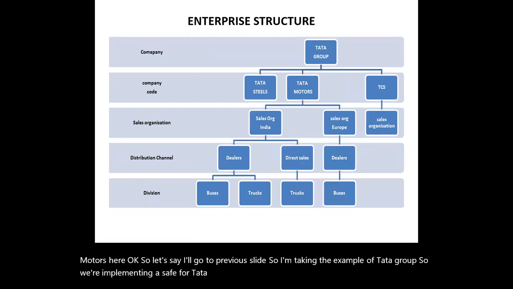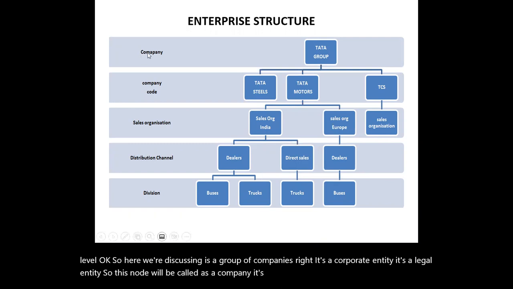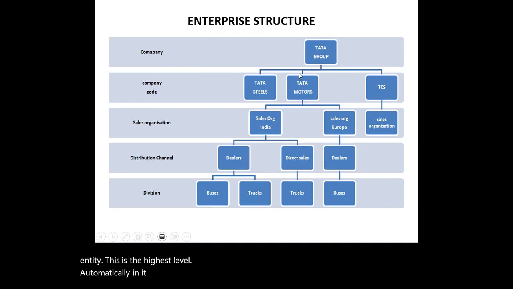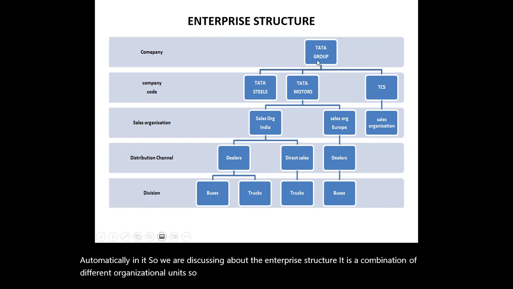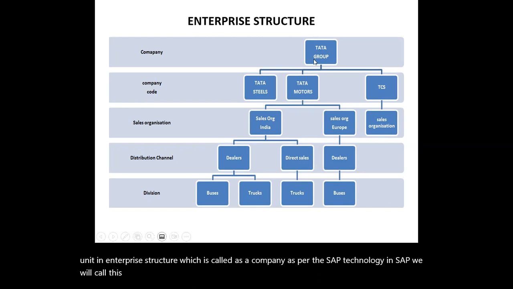Tata Group is the highest level. Here we're discussing a group of companies. It's a corporate entity, a legal entity. So this node will be called a company. This is the highest level organizational unit. We are discussing the enterprise structure, which is a combination of different organizational units. This is the highest organizational unit in the enterprise structure, which is called a company as per SAP terminology. In SAP, we'll call this highest organizational unit a company.